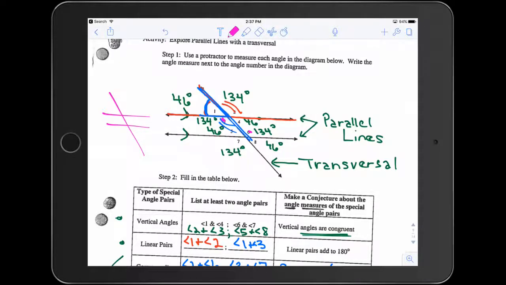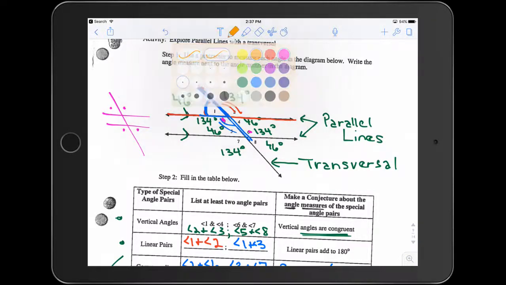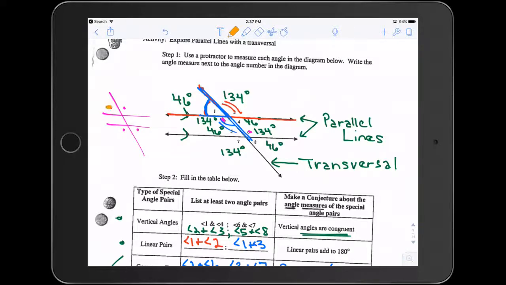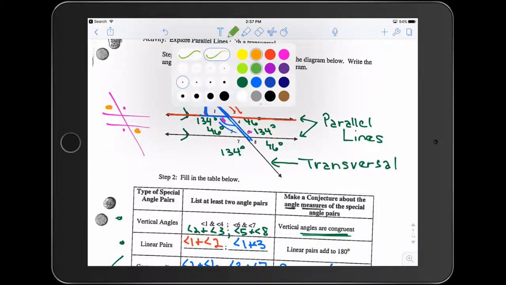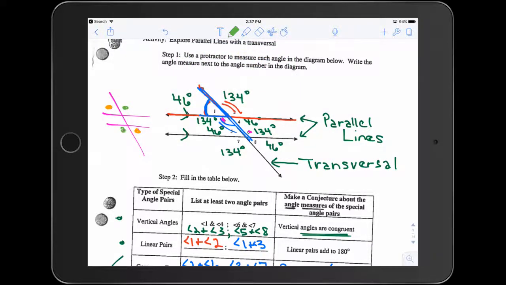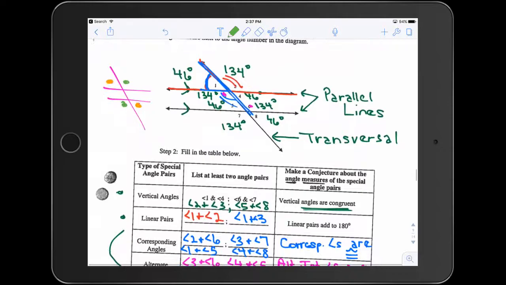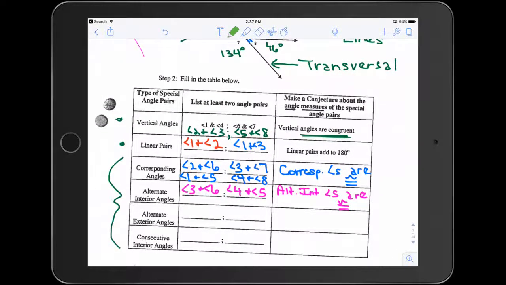Alternate exteriors. First of all, exterior angles are this one, this one, this one, and this one. But if we're talking about alternating across that transversal, that means this and this is a set of alternate exterior angles. And let's do another one. This set and this set are alternate exteriors. And if you just look at the picture itself, you can see again that those are going to end up being congruent.